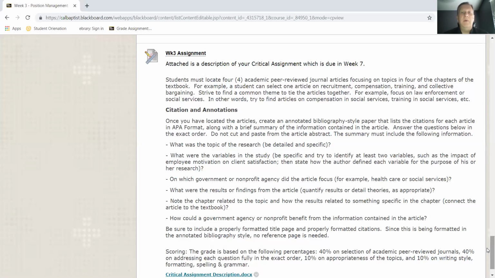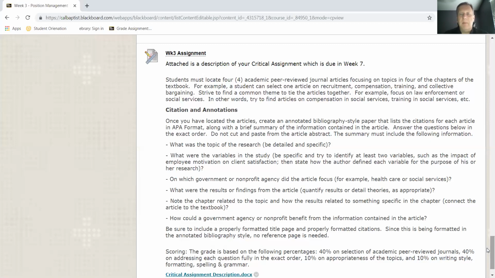So what I want you to do in this assignment is for each one of those articles, I want you to provide me with the citation of the article, and then after the citation, provide me with the summary and analysis. So for each one of those articles, the citation, and then answering questions such as, what's the topic of the research, and be as specific as you can be in talking about the topic of the research in the article. What types of variables are being used in the study, and what are the independent variables, what is the dependent variable, and how those variables are measured.